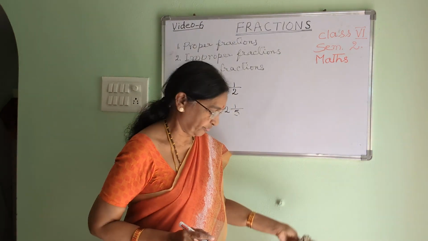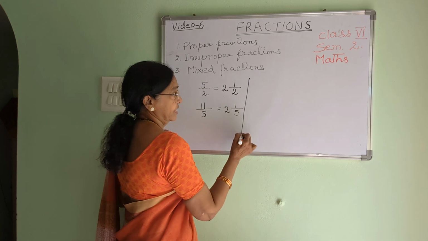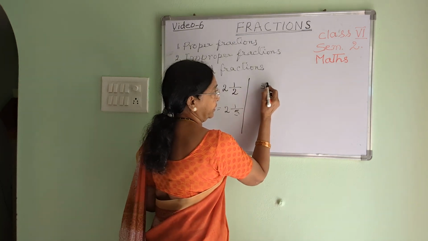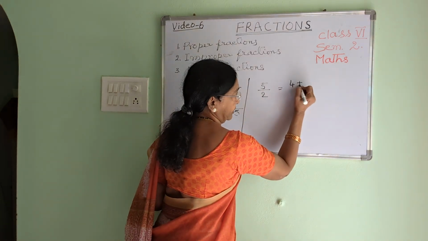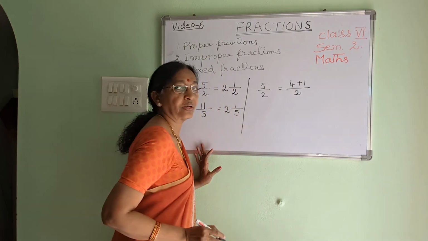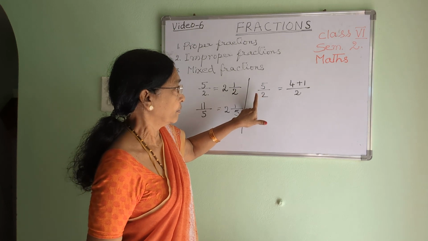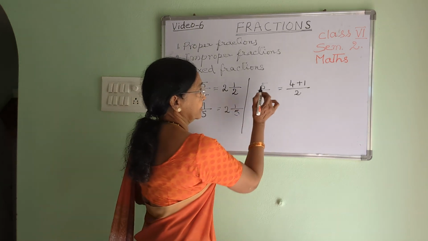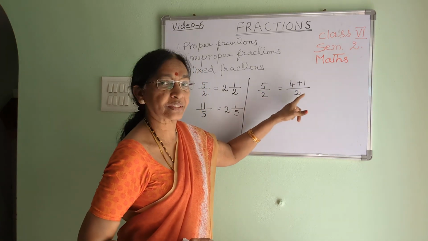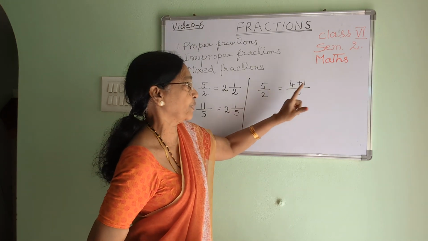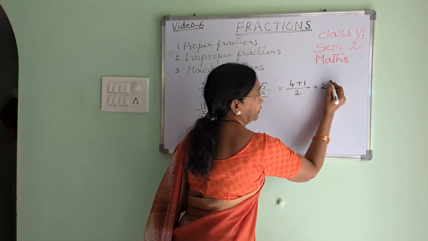There is another method of converting an improper fraction into a mixed fraction. Suppose 5 by 2. This 5 by 2 is written as 4 plus 1 by 2. That is, 5 is written as a multiple of 2 plus the remainder. 5 can be written as 4 plus 1. So this is equal to 4 by 2, which is 2, plus 1 by 2, half.